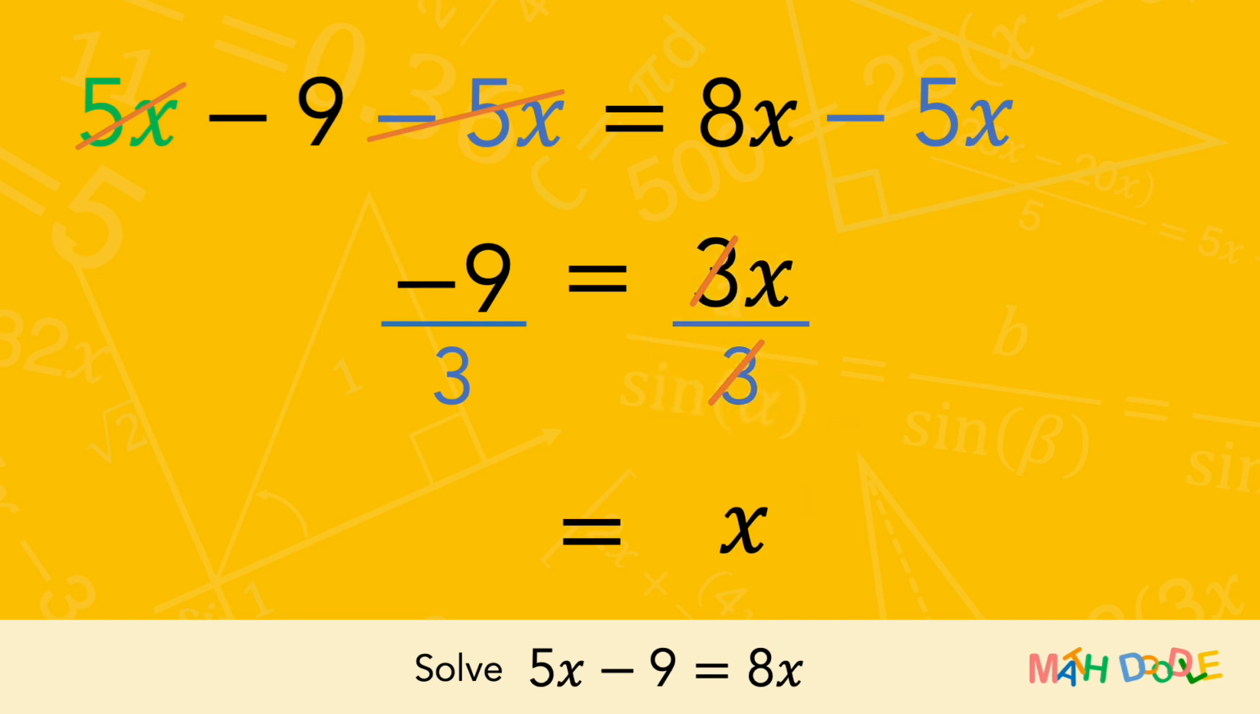Then, let's simplify the left side of the equation. -9 divided by 3 is -3. And let's switch the two sides of the equation. So, the answer is x equals -3.